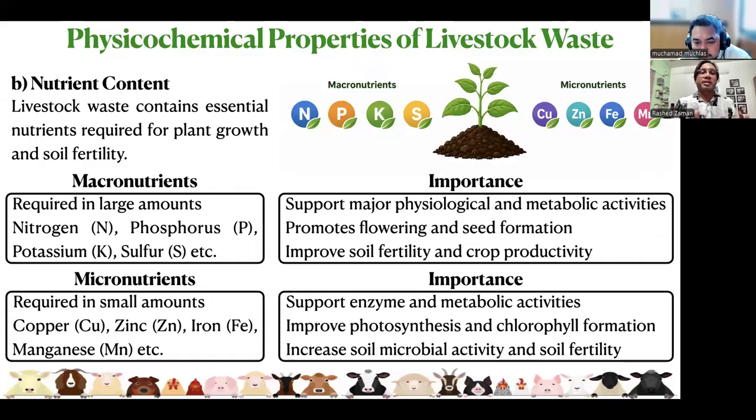So, nutrient content is also a very important factor of the livestock waste, because when high nutrient content livestock waste is applied to the soil as fertilizer, it ultimately increases the nutrient value of that soil and plants can benefit more from this soil.